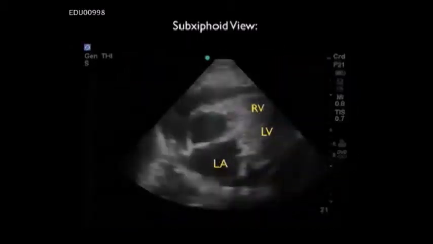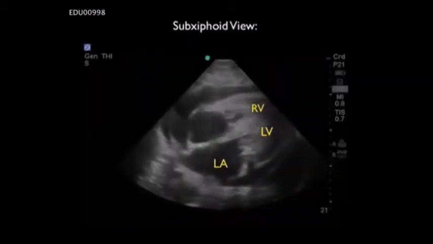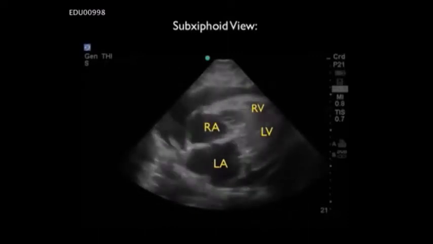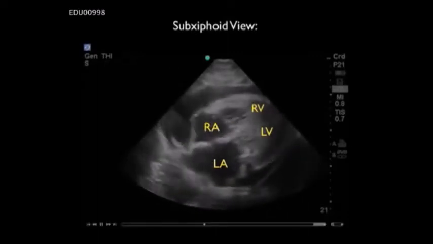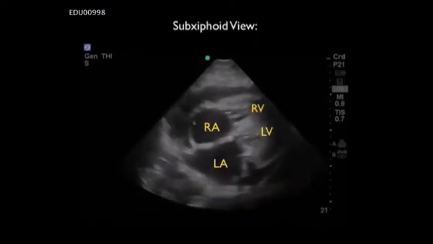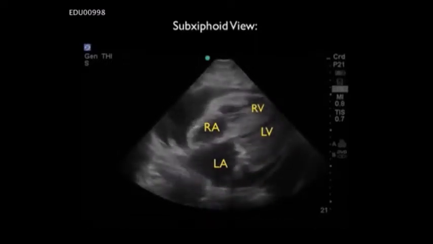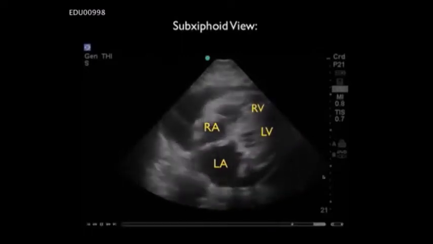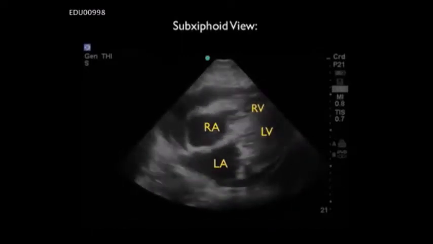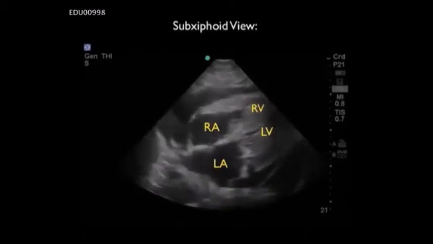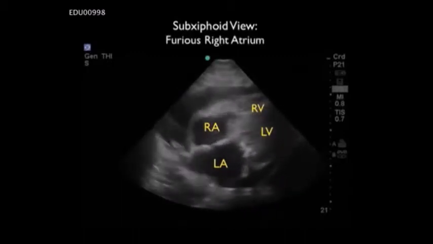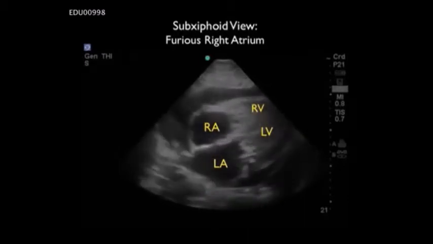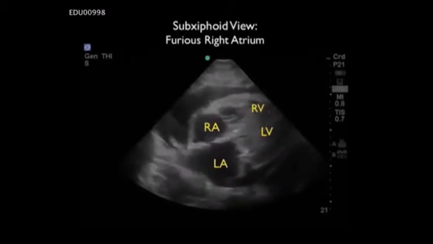Here we can see the findings of the right atrium as it attempts to compensate during early tamponade physiology. Notice in this right atrium, we can see a furious right atrium that's contracting at a very, very high rate to push the blood into the right ventricle and out the pulmonary system due to the higher pressures within the right side of the heart. I've noticed this as a finding that I see quite frequently in early tamponade physiology, and I'd like to categorize this as a furious right atrium.